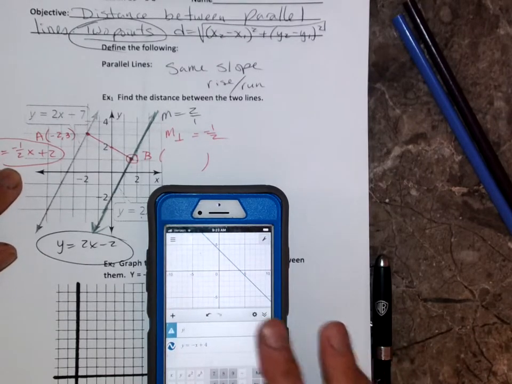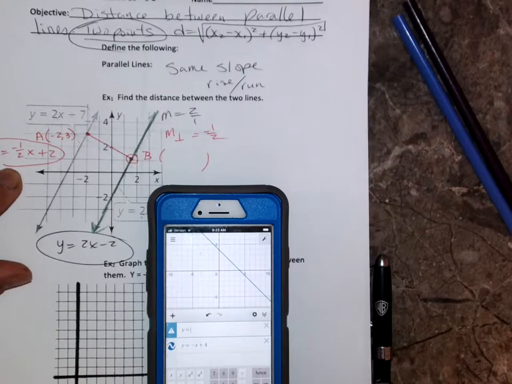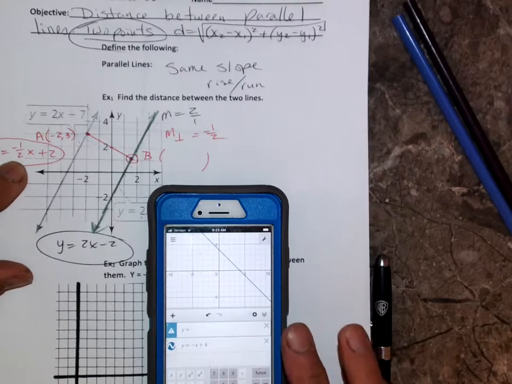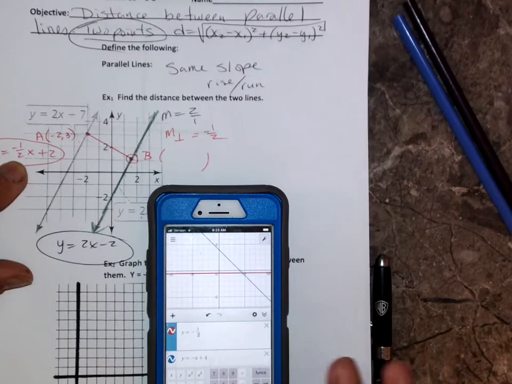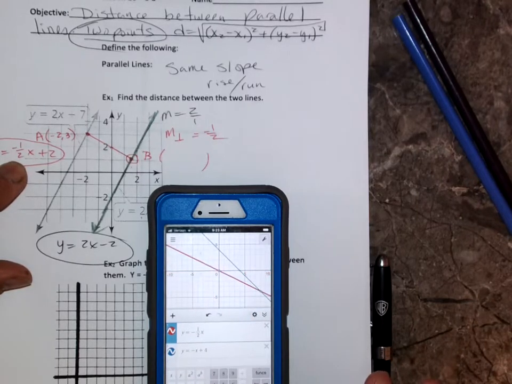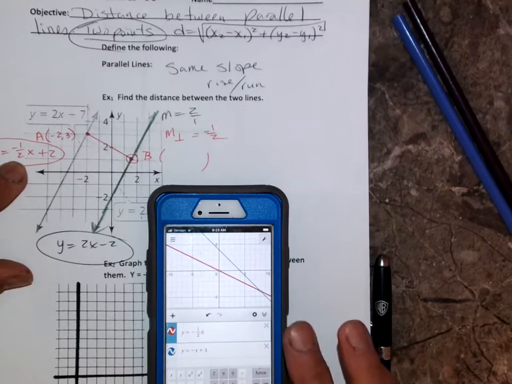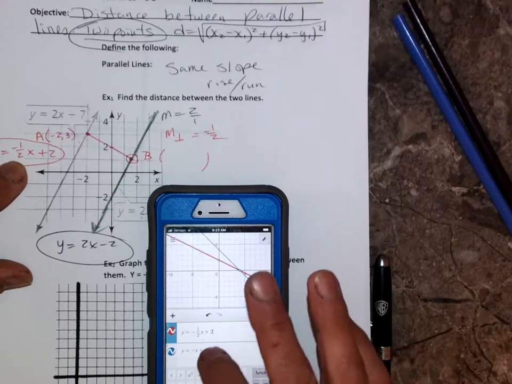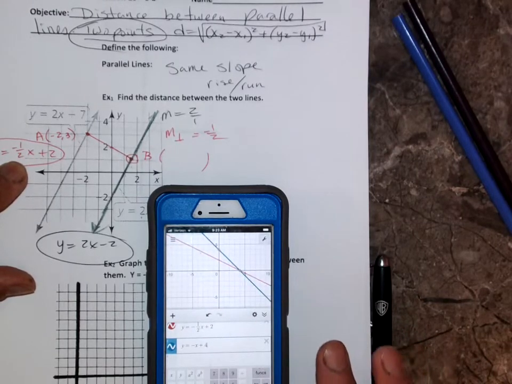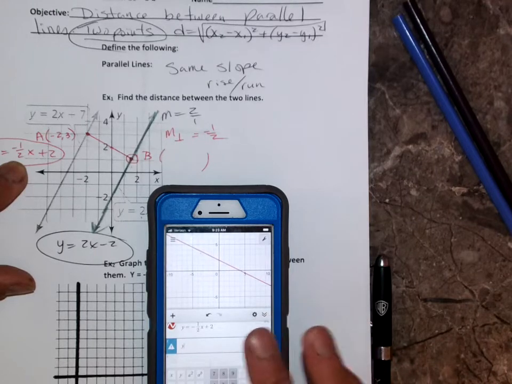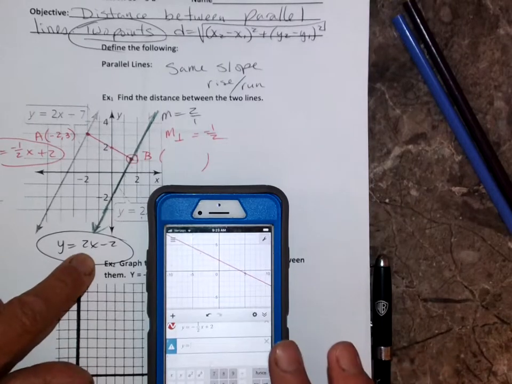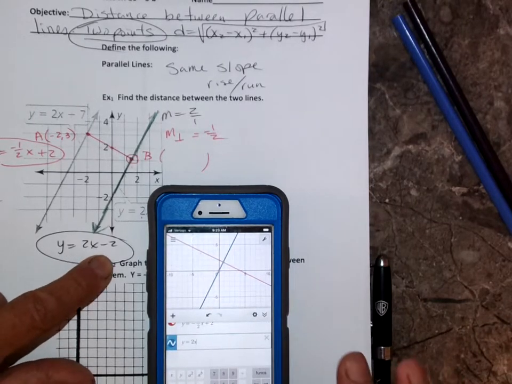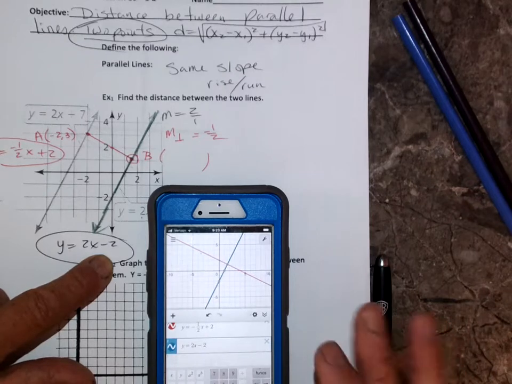So let me back up. I'm going to go y equals -1/2, divide 1/2, move the arrow over, x plus 2, right? Okay, now let's get rid of this one. Y equals, and we're going to go 2x subtract 2, okay? Okay, there they are.